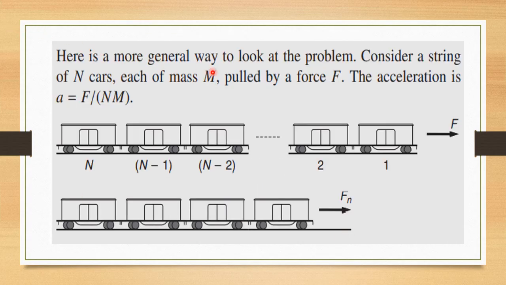Now here is a more general way to look at the problem. Consider a string of n cars, each of mass m, pulled by a force F. So we have cars numbered 1, 2, etc. up to n. Each has a mass m and it is pulled by a force F. Now the acceleration a is equal to F by nm.